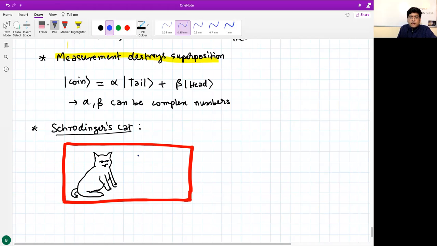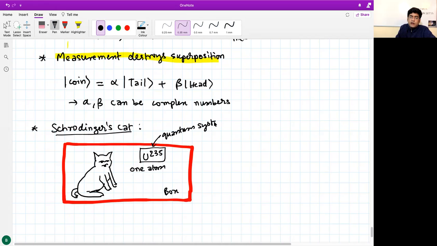In this case, say this cat is a classical system. Now say we have a uranium-235 radioactive element. Say there is only one radioactive atom here, and this is the box, and it is closed. Now this is a quantum system.